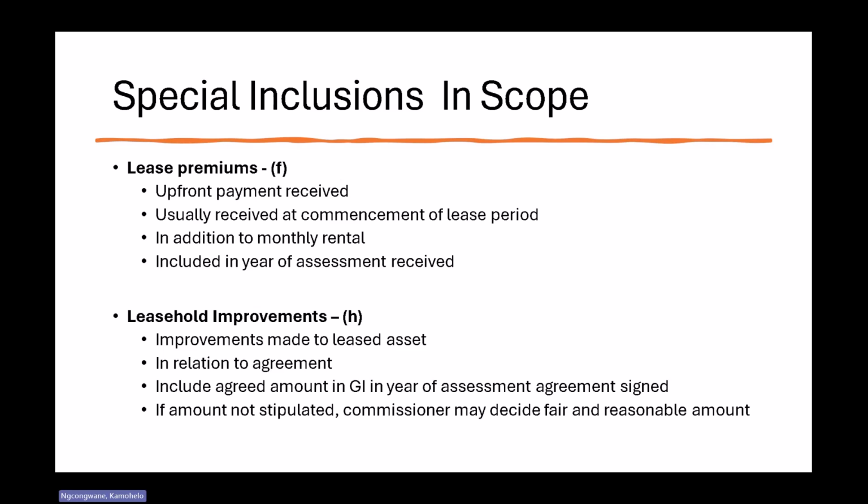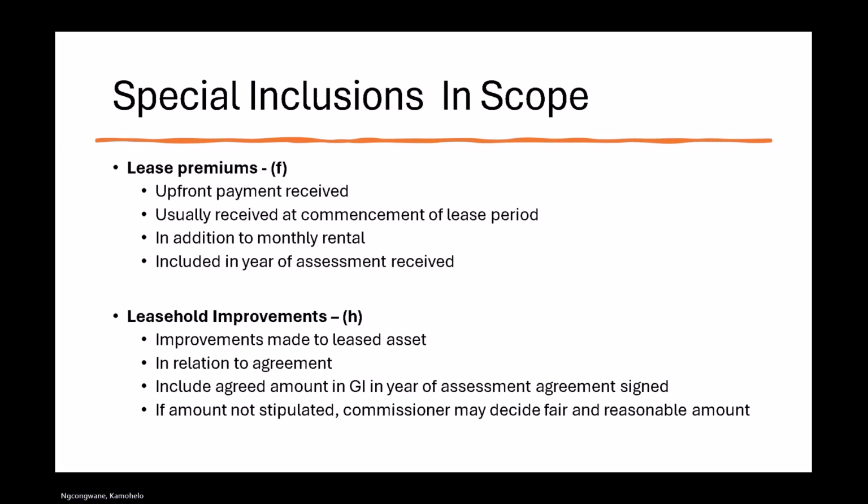But sticking to this part, leasehold improvements: you come in on day one, we sign a lease, and we agree that today you're going to make improvements of 500,000 to my house. That 500,000 goes straight into my gross income. What happens for the person that's paying for these improvements? What happens to that 500,000 that they spent?